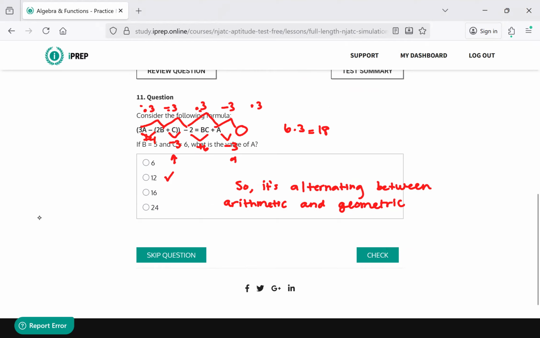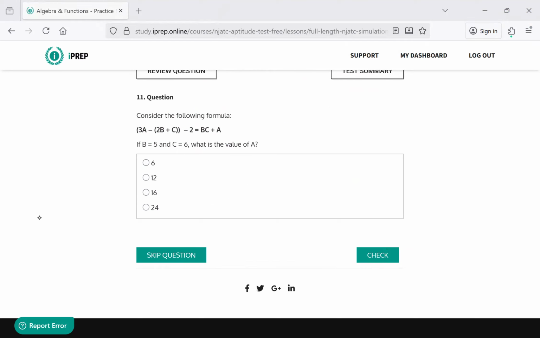Okay, question 11. Now we have this formula: (3a) times (2b plus c) minus 2 equals bc over bc plus a. And they tell us a few things. They say that b is 5 and c is 6. What is the value of a? So what can I do here? They want you to solve for a. They give you some values.